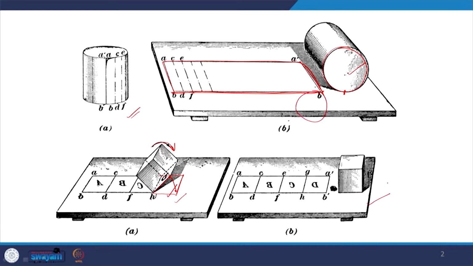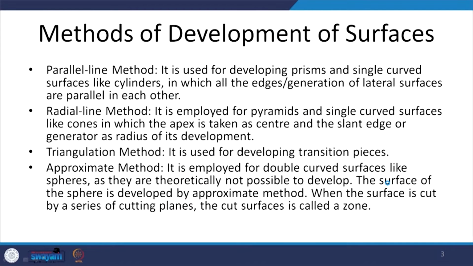For that matter, any prismatic solid can be produced like this, or its surface can be produced like this. There are multiple methods of development of surfaces which can be followed. One is what I have just shown you, which is the parallel line method. It is the first one, and the most common. It is primarily used for developing prisms where we are going to get straight lines.